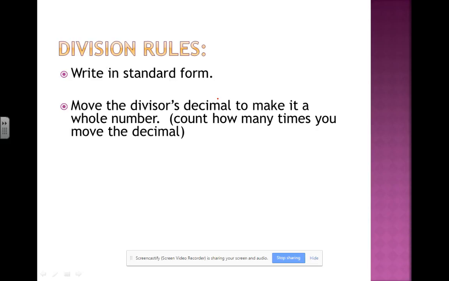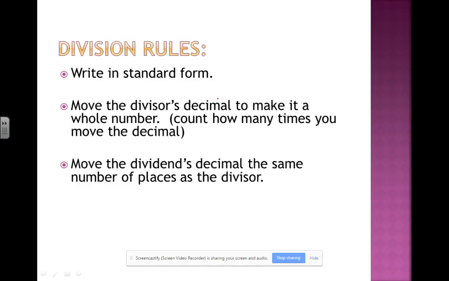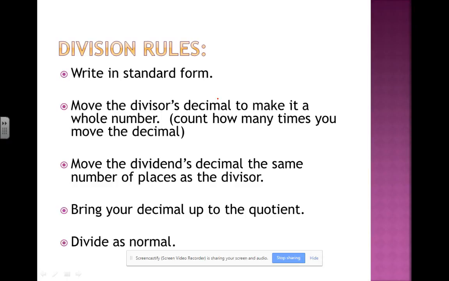Then when you move it, count how many times you moved the decimal. Then move the dividend's decimal the same number of places as the divisor. So however many times you moved it on the outside, move it on the inside. And bring your decimal up to the quotient. And then you're going to divide like normal. So let's take a look at an example.